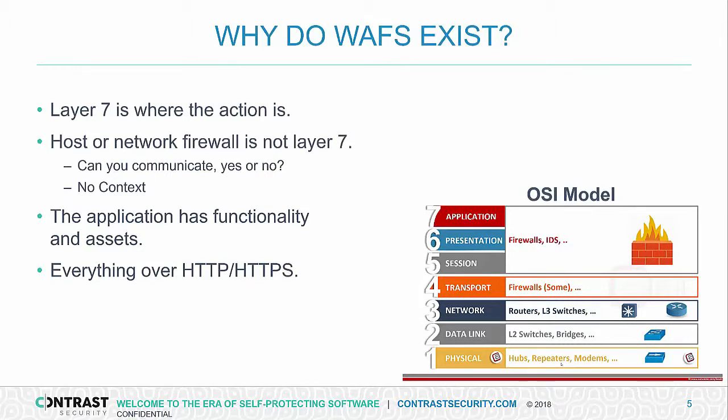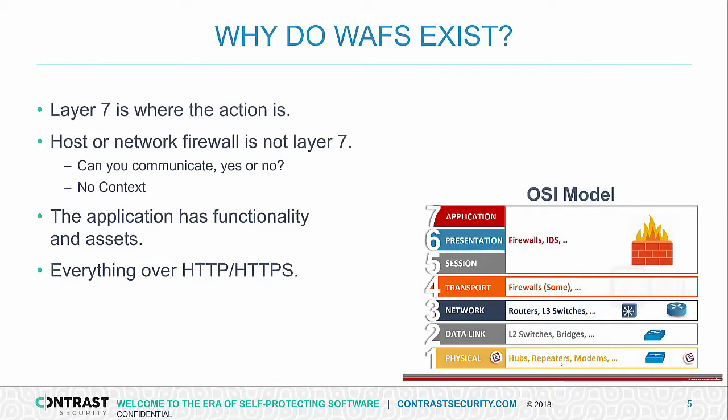And things like host firewalls and network firewalls, they don't exist at that layer 7, they exist a little further down to address the question of, can this communicate, yes or no? So they represent the context of, can this data reach the host? Can the data get on the network? They don't actually look at what the data is.